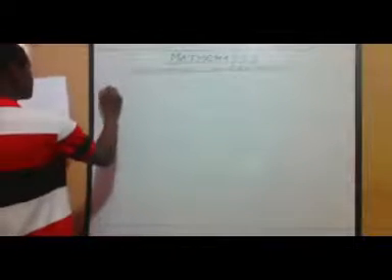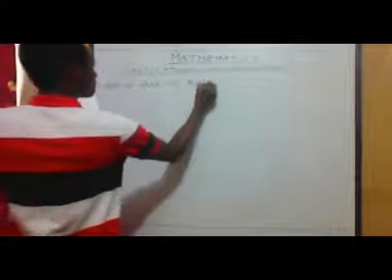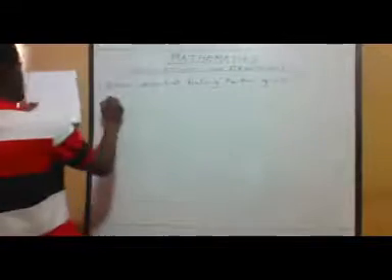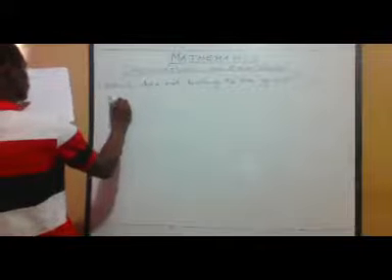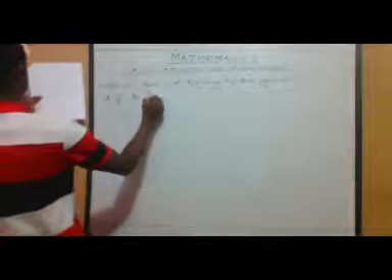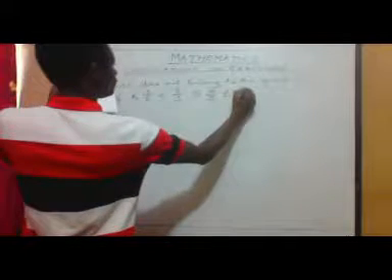Number one, which does not belong to the group. A, 1/4, B, 3/8, C, 8/3, D, 4/5, E, 5/6.